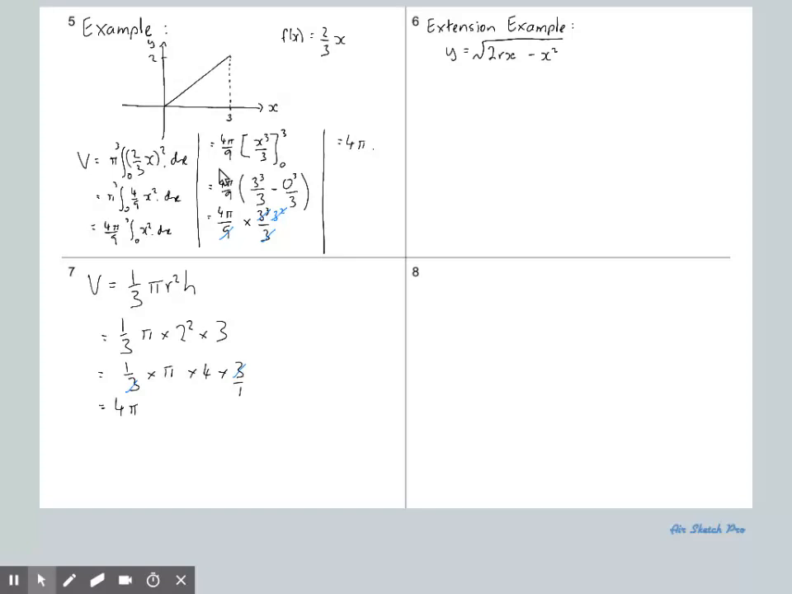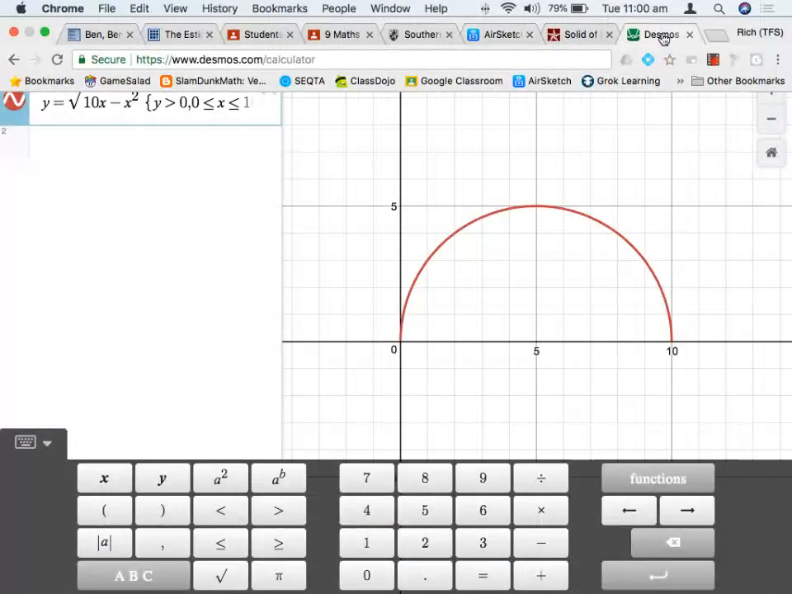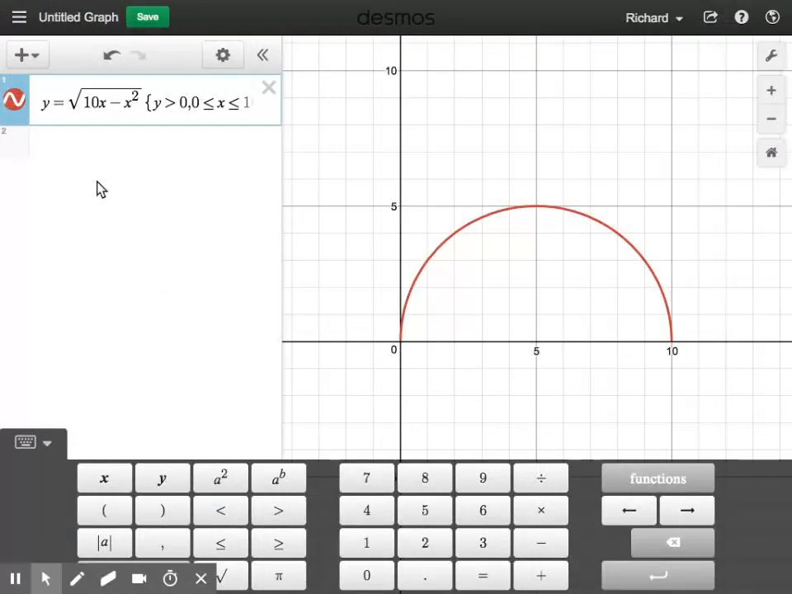So the extension example looks at this funny old function here. It looks funny, but let's have a look at it on Desmos so that you can see that it actually makes a shape that you're pretty familiar with. So the square root of 2rx minus x squared. But I'm going to take it back to straightforward numbers to start with. I've got y equals the square root of 10x minus x squared, and you'll see that it forms this shape here.